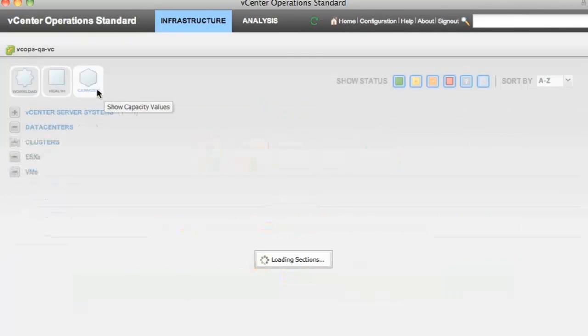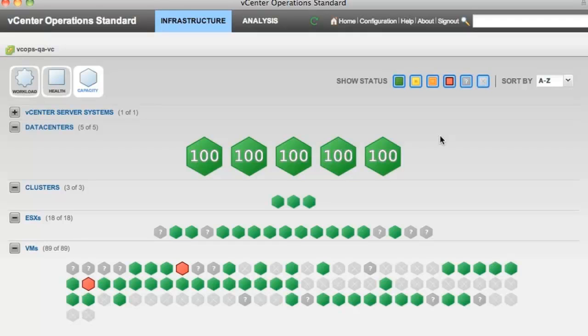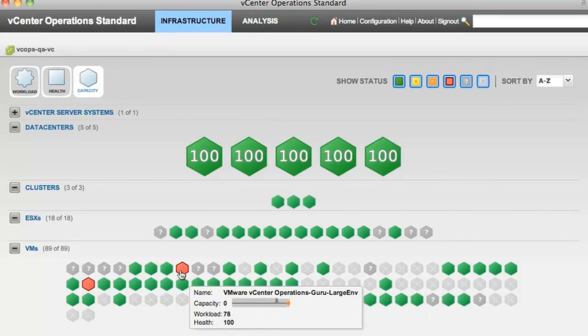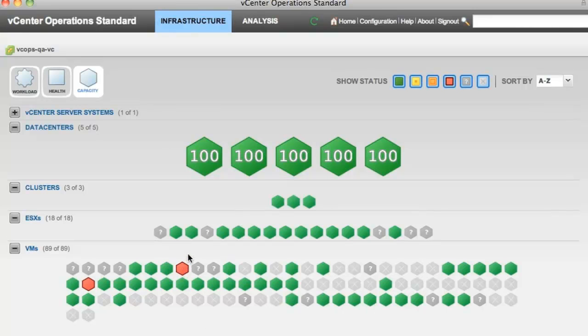Finally, we have capacity. Now, unlike workload and health, which are more real-time statistics, capacity looks over the longer term and doesn't look at whether you're instantaneously about to run out of capacity, but says, what are you trending towards? How much time do you have left before you completely exhaust your capacity? And as we can see here, most of the objects in this data center actually have a lot of time left. There are a few that are red, and those will run out of capacity very soon.